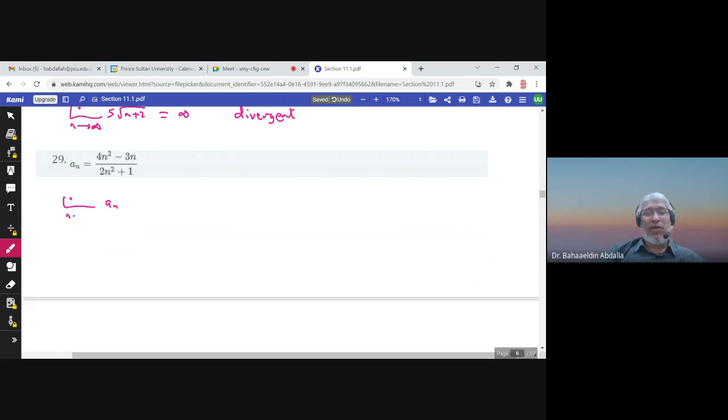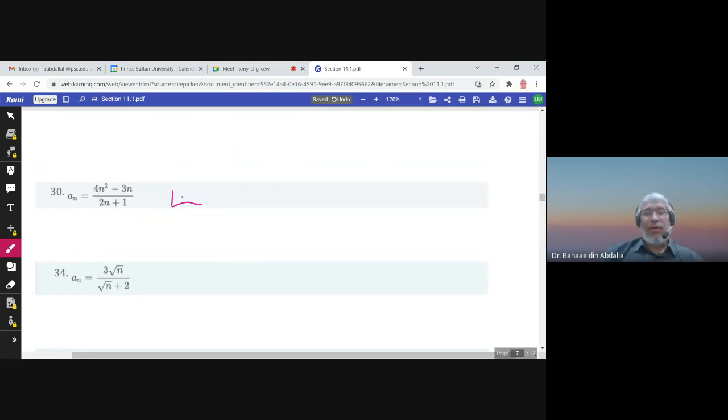Limit of a_n when n goes to infinity. The highest power in the numerator is 4n squared. This is the term with the highest power. The term with the highest power in the denominator is 2n squared. n squared cancels with n squared. 4 over 2 is 2. Limit of 2 when n goes to infinity is 2. So the sequence converges to 2, or it is convergent.